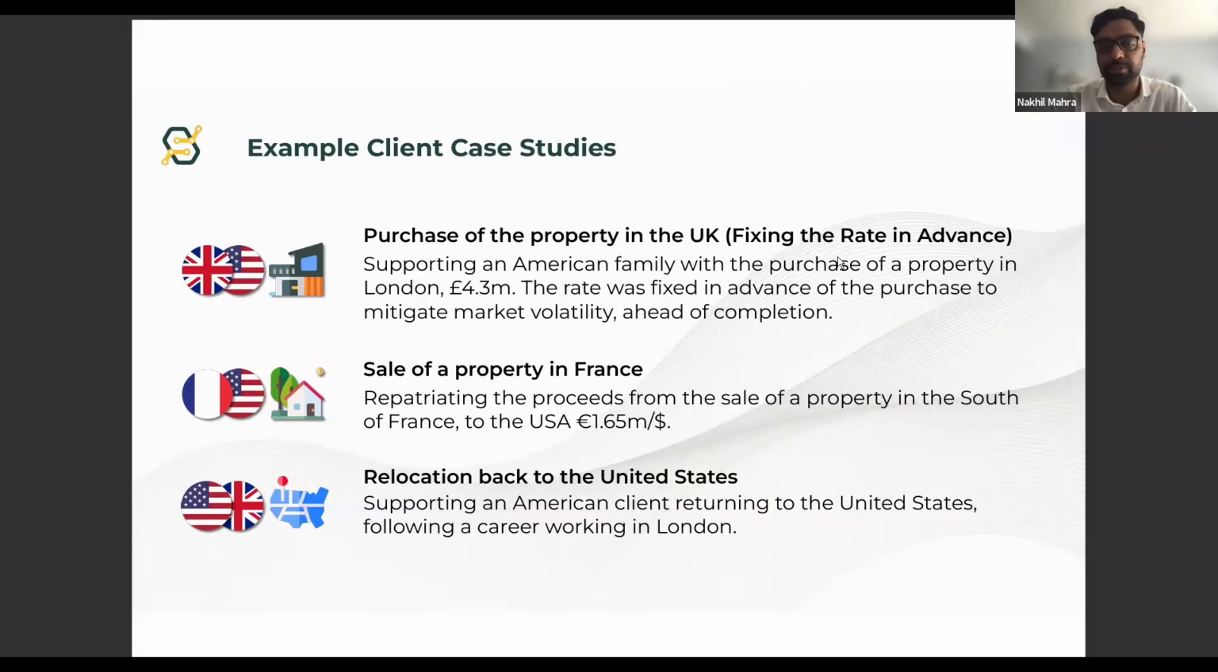Similarly, a sale of property in France where the funds were repatriated. We were able to give them a named account in the EU. France's banking system is quite old and quite bureaucratic, so you need your own account out there to be able to receive any proceeds of a sale. So we gave the client a named euro account, received the euros in the account, then sent the dollars on back to the US. And then a family relocating back to the US sold the property in London, and we moved the funds back to the US quite simply.